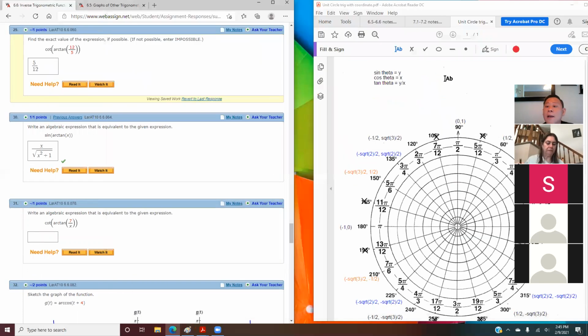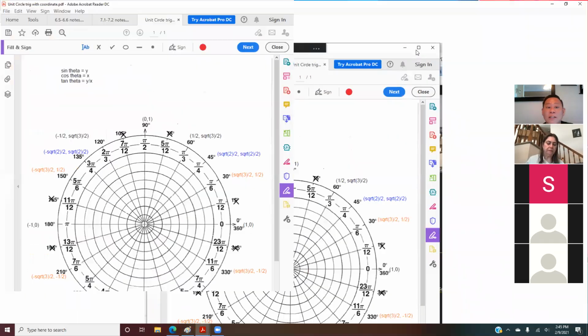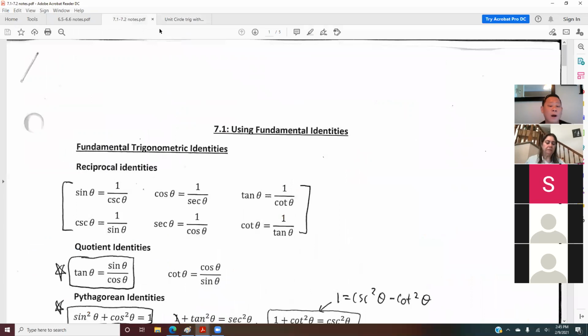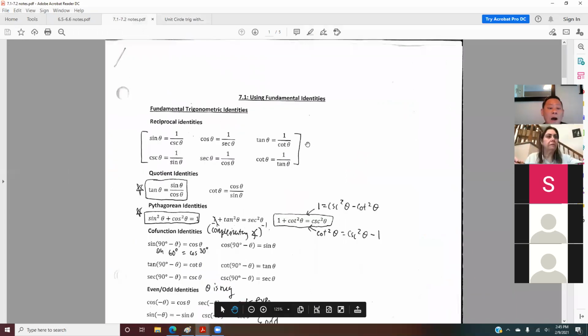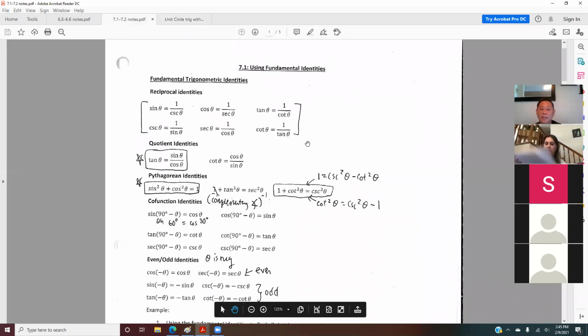Okay. Next we're going to talk about starting chapter 7. This is something very important. Chapter 7 is full of fundamental identities for trigonometry. This is the killing chapter. So I just want to point out to you guys that make sure you practice a bit more than this.